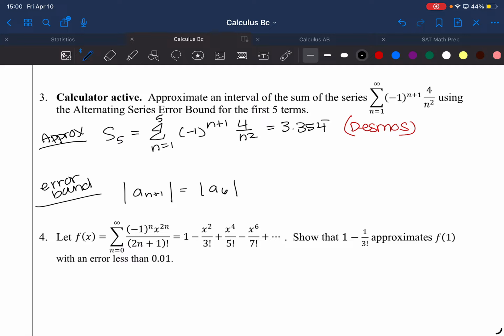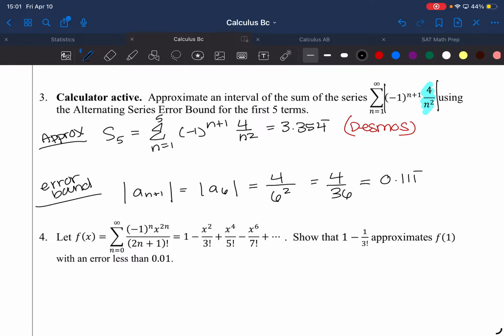Well, since this is an absolute value, we know we could go back to our series and put this series in an absolute value. That gets rid of the alternating series, and we are just left with 4 over n squared. Since we're finding a sub n plus 1, and we already said that value of n plus 1 is 6, I'm just going to plug in 6 for n. So this becomes 4 over 6 squared, which is 4 over 36. Change that to a decimal. It's 0.111 repeating.